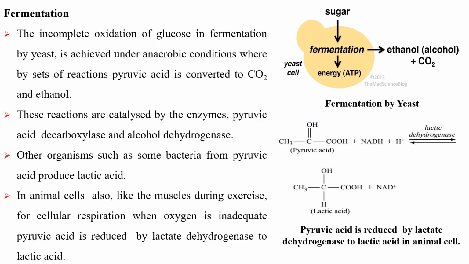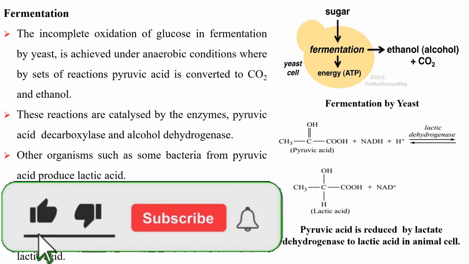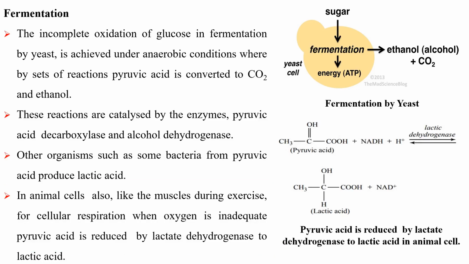Fermentation. The incomplete oxidation of glucose in fermentation by yeast is achieved under anaerobic condition, where by sets of reactions pyruvic acid is converted to carbon dioxide and ethanol. These reactions are catalyzed by the enzymes pyruvic acid decarboxylase and alcohol dehydrogenase. Other organisms, such as some bacteria, produce lactic acid from pyruvic acid. In animal cells also, like the muscles during exercise, when oxygen is inadequate for cellular respiration, pyruvic acid is reduced by lactate dehydrogenase to lactic acid.